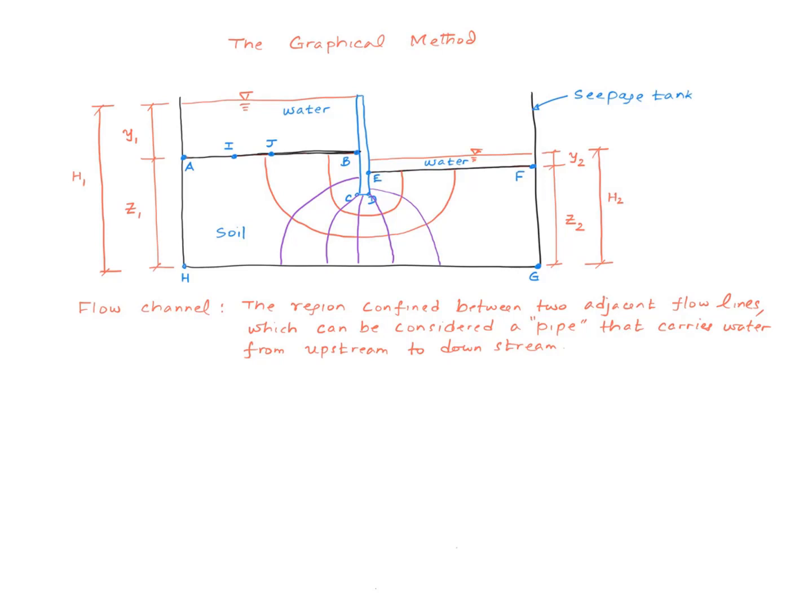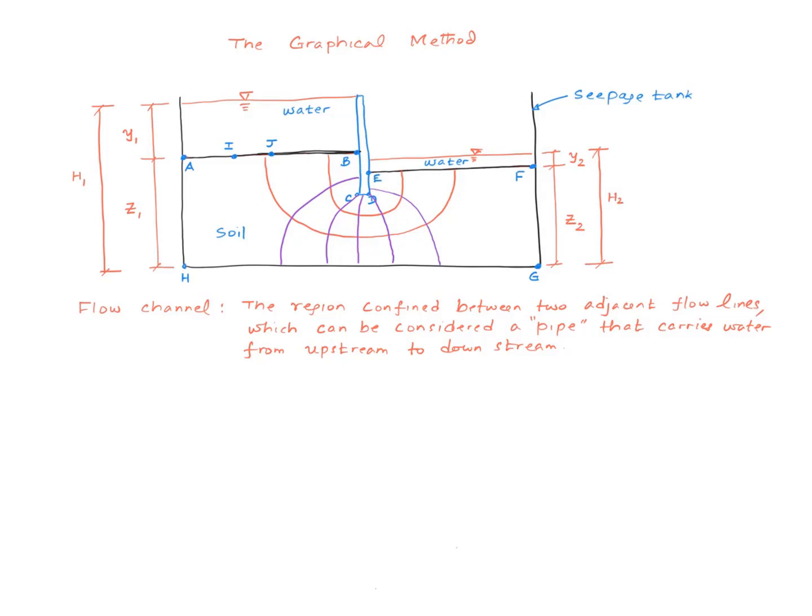Let me first define what is called a flow channel. A flow channel is the region confined between two adjacent flow lines. For example, if I take this flow line and this flow line, this is the region confined between these two flow lines, right? And this region is what is called a flow channel. So in this flow net, I have three of those. Here is one channel, here is one channel, and here is one channel.